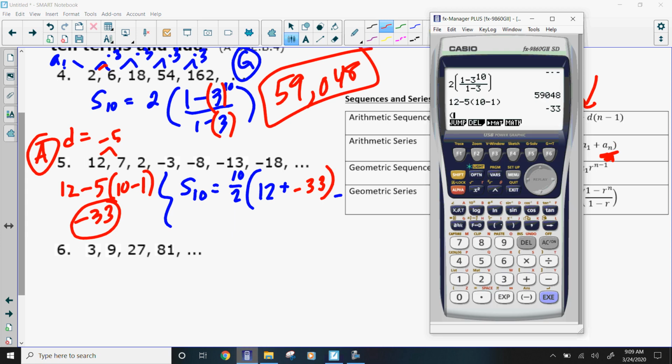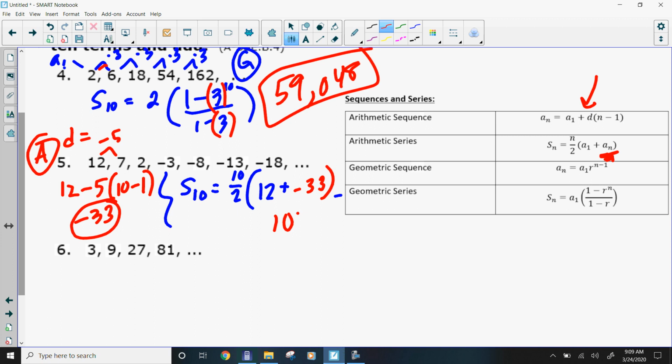So, hang on a second, let's clear all this. We got 10 divided by 2. And if you want, you could just put 5 right there, but I'm trying to make it look exactly like the formula. 12 plus negative 33. And again, you can just put 12 minus 33 if you choose to. So this answer right here is negative 105.